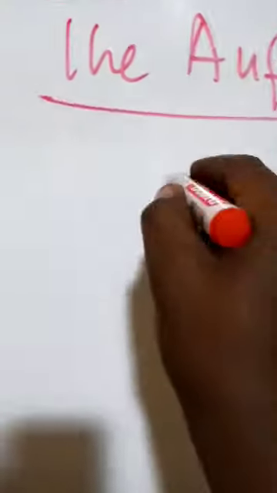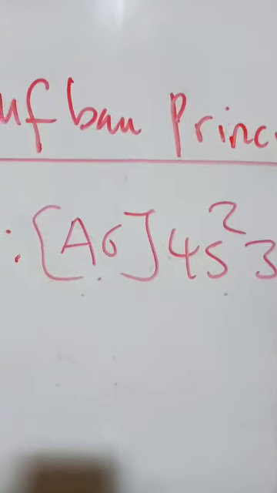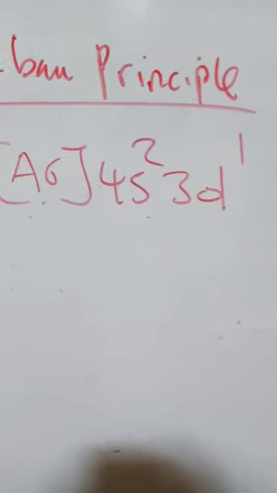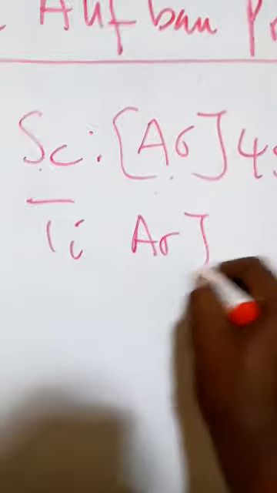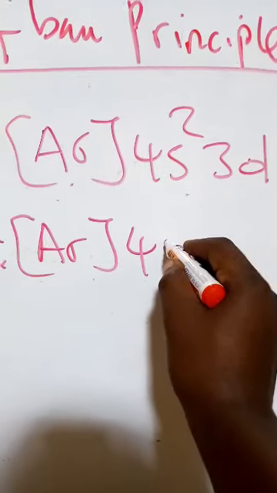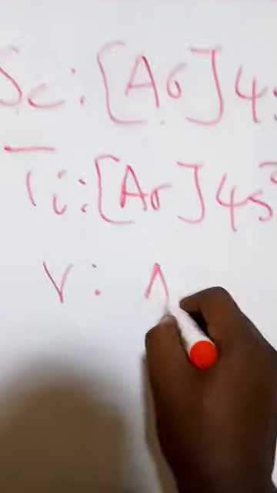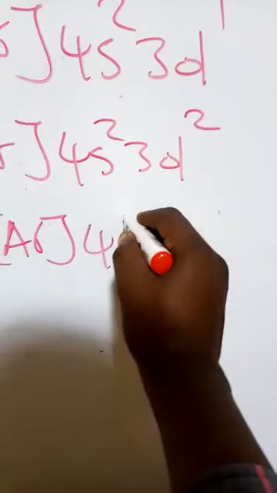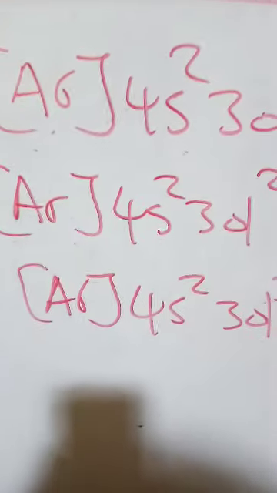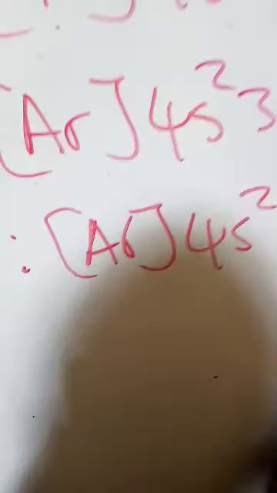So we can also look at electron configuration for transition metals. For scandium, Sc, we'll have the electron configuration is argon, then 4s2, then 3d1. So from 4s we go to 3d. Then for titanium, the electron configuration will be argon, then 4s2, then 3d2. Vanadium, argon, then 4s2, 3d3. Then we can look at the electron configuration for chromium, Cr.